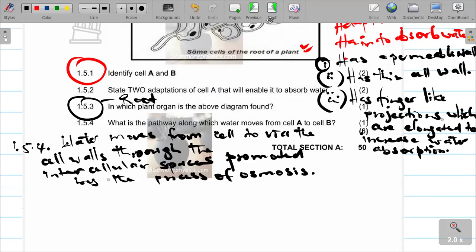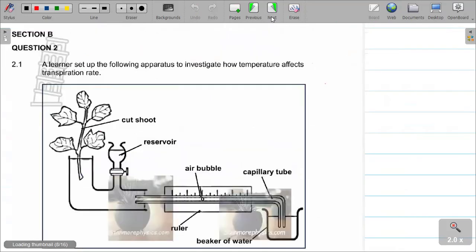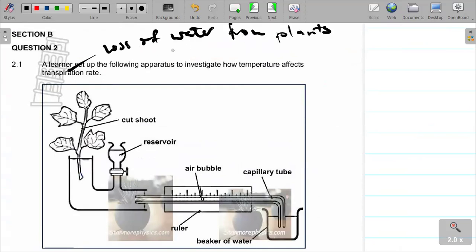We can go to the next question, which is: a learner set up the following apparatus to investigate how temperature affects transpiration. We want to understand how temperature affects transpiration. Loss of water from plants is what we call transpiration.